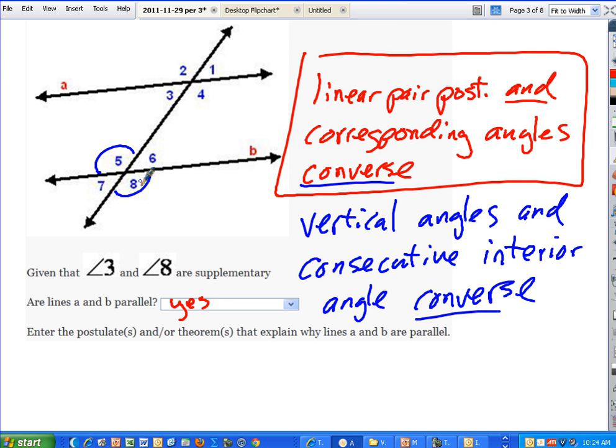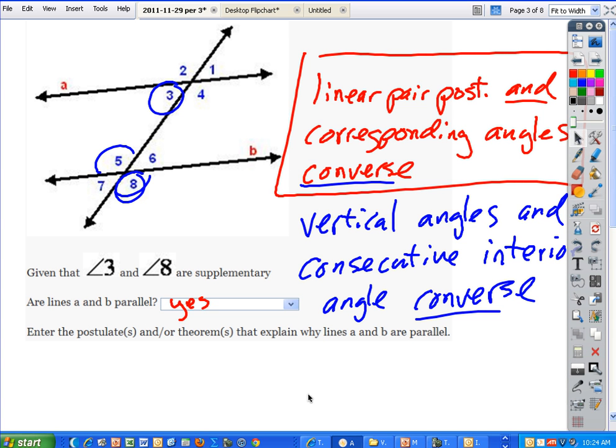But the goal is we want to be able to link angles 3 and 8. In this case, it's going to take two relationships to link them. They're not directly related this time. Okay? Now, real quick, what if the problem had asked instead, let me do this real quick.